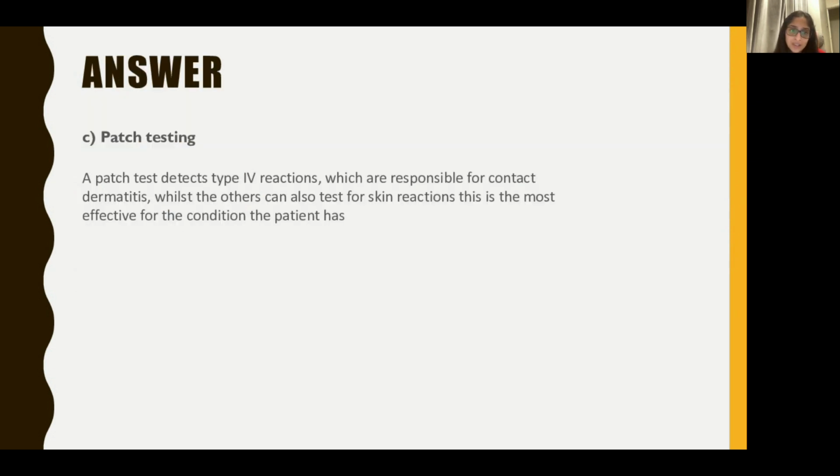So for contact dermatitis, like we discussed, we would need to do a patch test to determine if there is a hypersensitivity type 4 reaction present. And the other options can definitely test for skin reactions. But in terms of the presentation that this patient is coming in with the occupational risk factors, patch testing would be the appropriate answer.